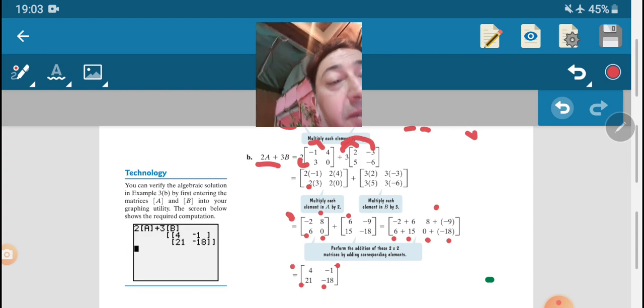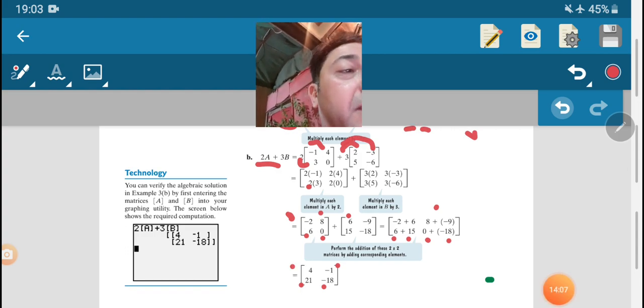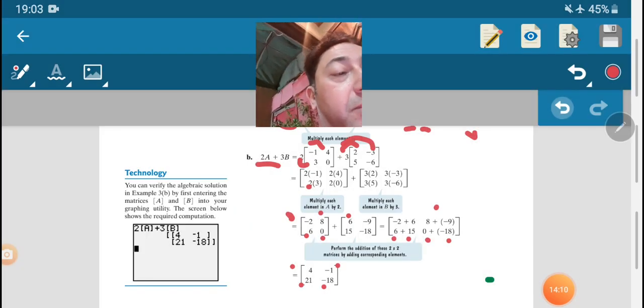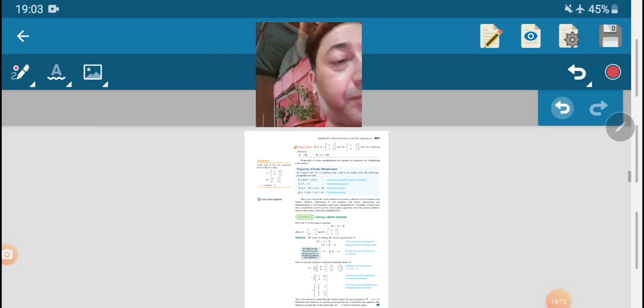So it's a very easy lesson. We learned how to add, subtract, and how to multiply a scalar number into any matrix we want.